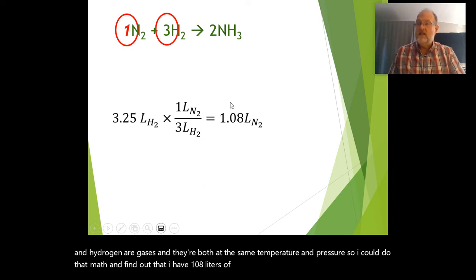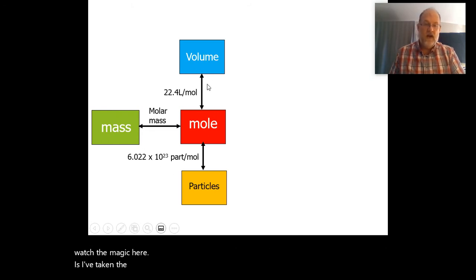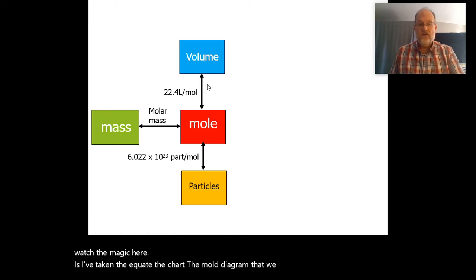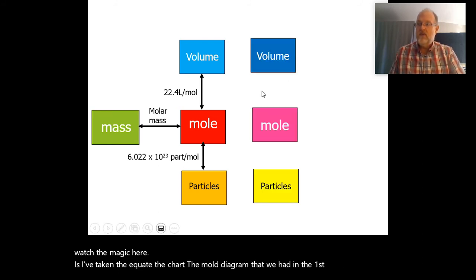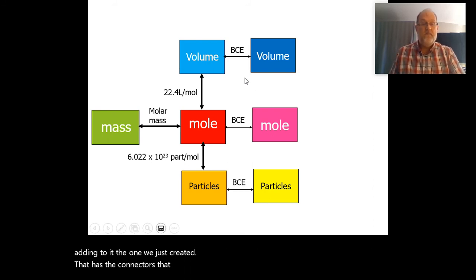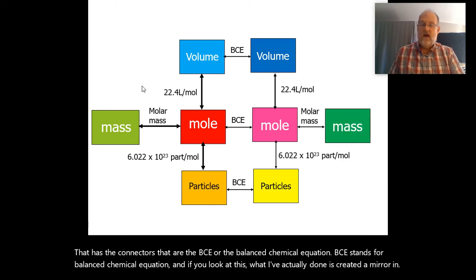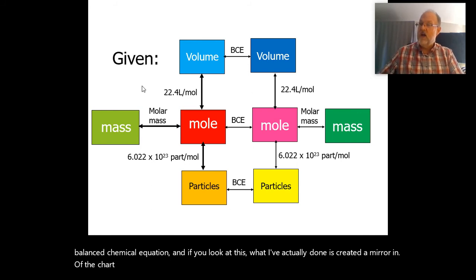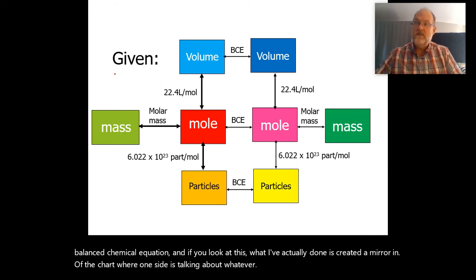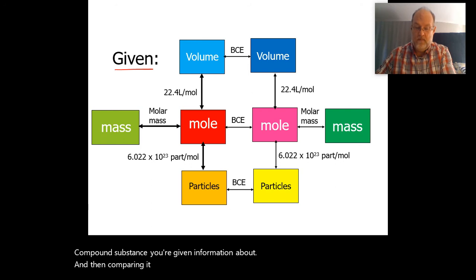So what I've done here, and watch the magic here, is I've taken the chart, the mole diagram that we had in the first video, and I'm adding to it the one we just created that has the connectors that are the BCE, or the balanced chemical equation. BCE stands for balanced chemical equation. And if you look at this, what I've actually done is created a mirror image of the chart, where one side is talking about whatever compound, substance you're given information about, and then comparing it to a different compound, a different substance.